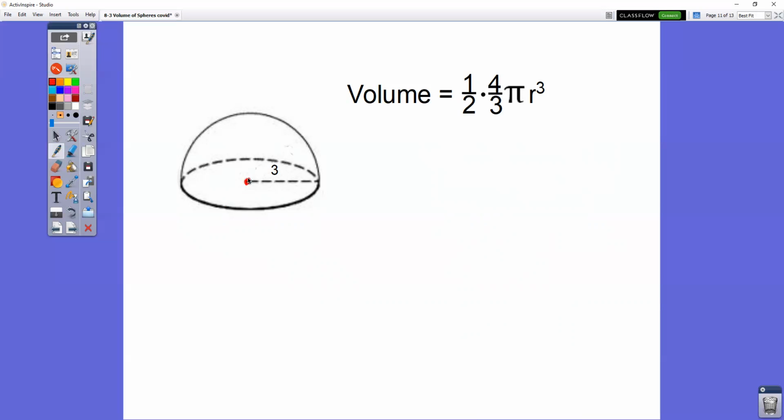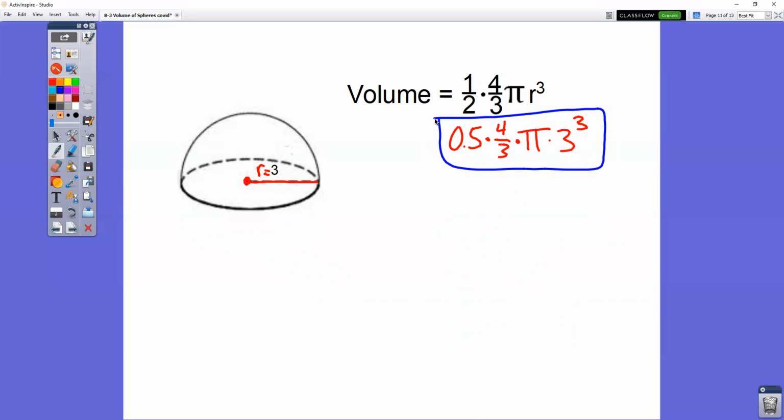So this 3 goes halfway across our sphere. That means that this 3 is our radius. So that's what we want to plug into the formula. 1/2 is just 0.5 times 4/3. Remember, you could use 4 divided by 3 or 1.3333 times pi, or times 3.1416, times your radius to the third power. When you're rounding to the nearest tenth, you're going to type in all 4 of those right into the calculator.